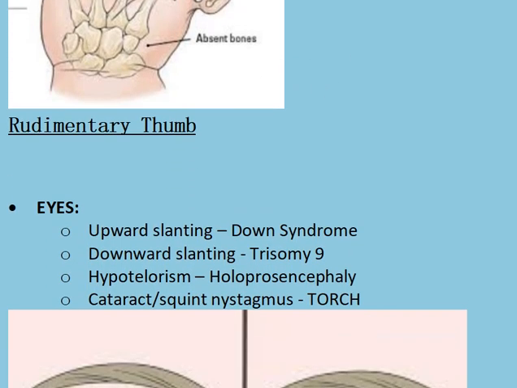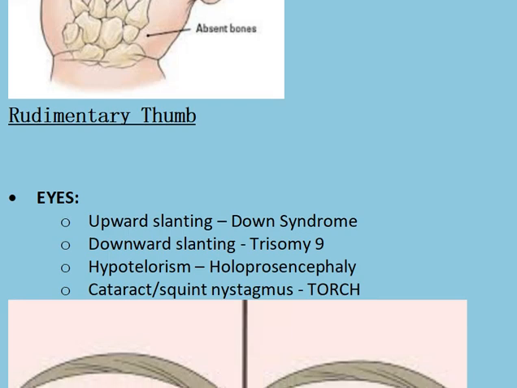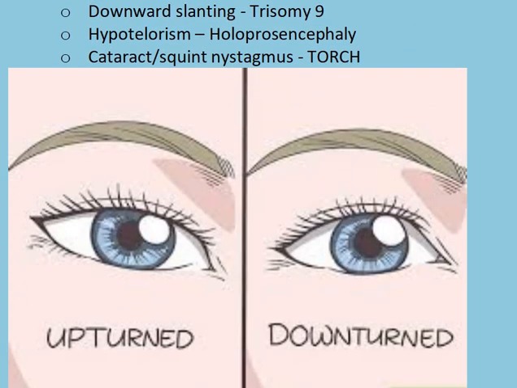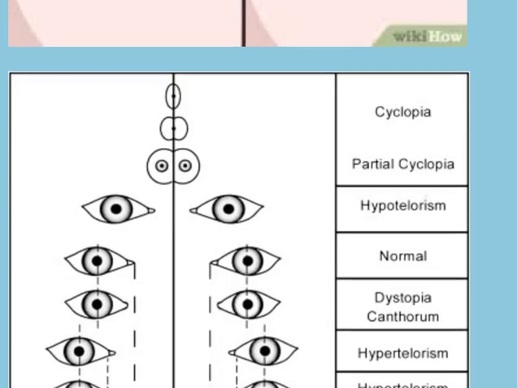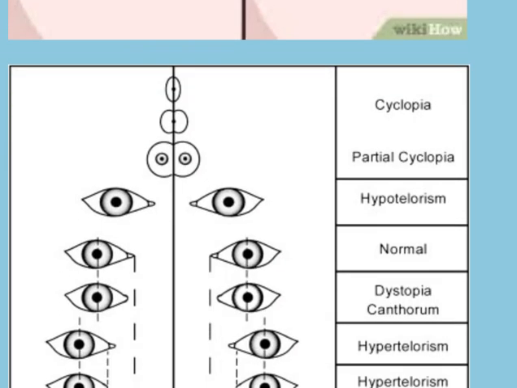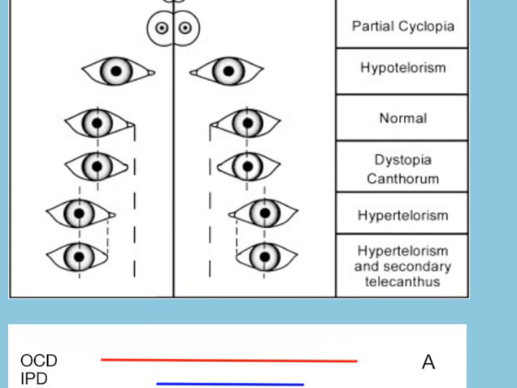Then you check the eyes for upward slanting, which is present in Down syndrome, downward slanting in trisomy 9, hypotelorism, holoprosencephaly, cataract, squint, and nystagmus. See, there are the upturned or up-slanting and down-slanting eyes. Then there is cyclopia. These are the different positions of the eyes. You have to measure it: cyclopia, partial cyclopia, single eye. Then hypotelorism, then normal, then hypertelorism, which is increased distance.